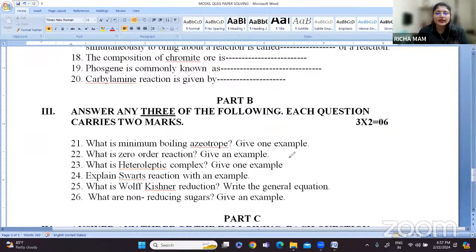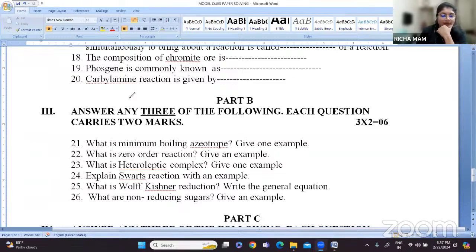What is heteroleptic complex? Give an example. Heteroleptic complex comes from coordination chemistry. Kalki has answered: coordination complexes that combine more than one type of ligands are known as heteroleptic complexes. Good, correct. Vedvati: the complex in which metal is bound to more than one kind of donor atoms. Yes, correct.